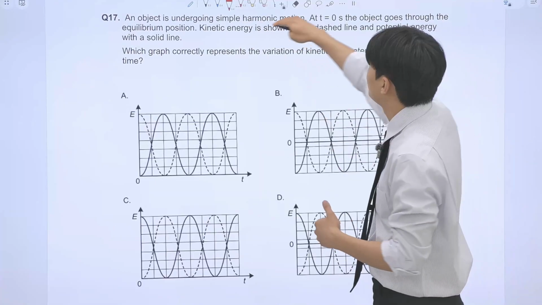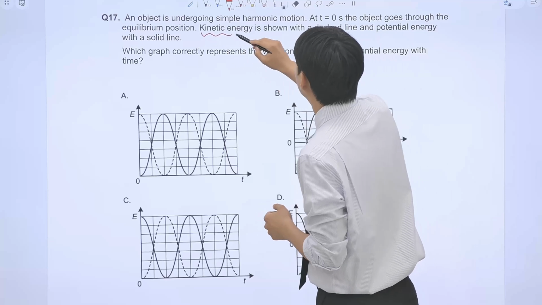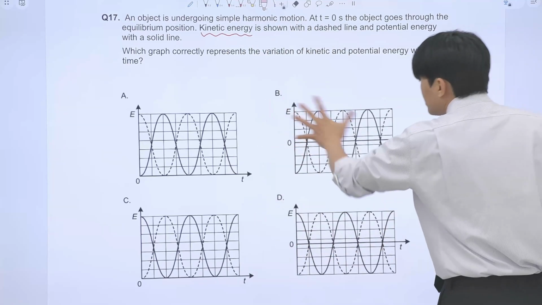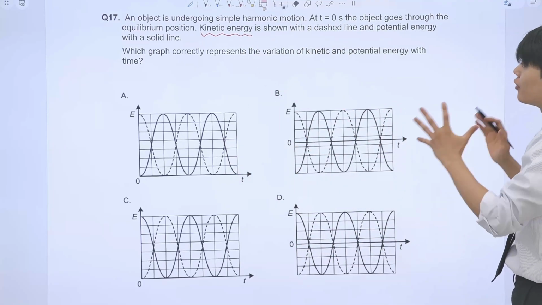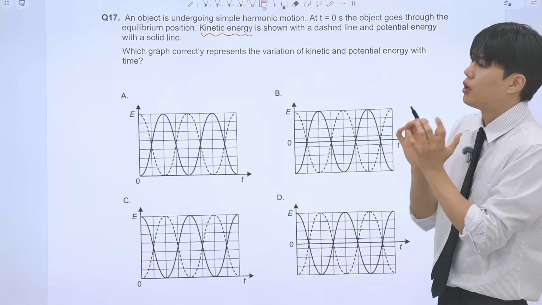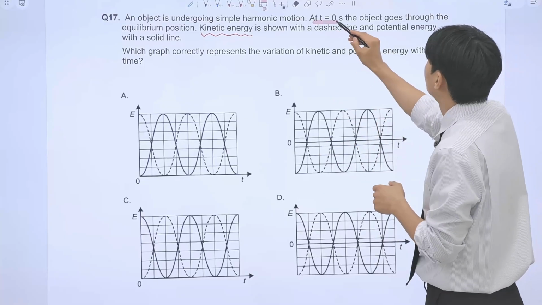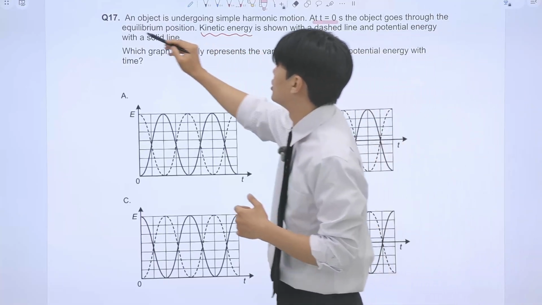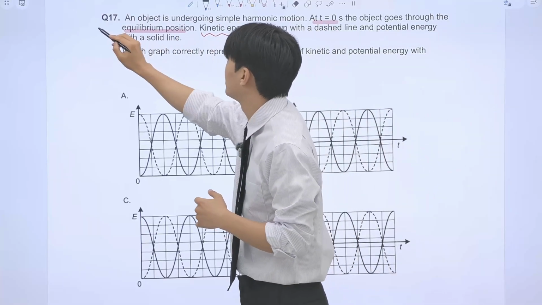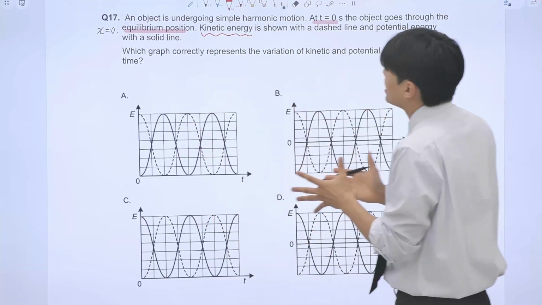We have SHM situations, and they talk about the kinetic energy. So when they have these ABCD situations and the graphs, the very important thing is where it starts from initially. Okay, so they said at t equals 0, the object goes through the equilibrium position, which is x equals 0, right? So when t equals 0, x equals 0. That gives a lot of hints.